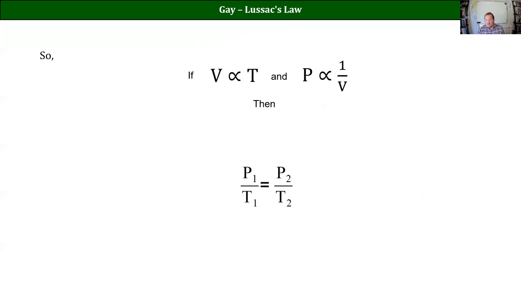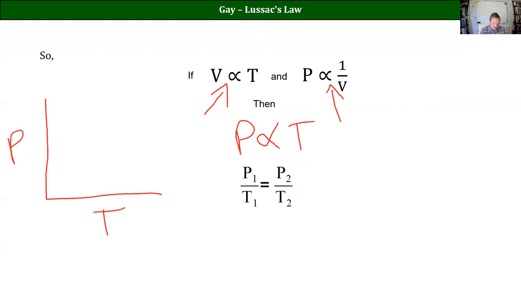We can do the substitution, basically, where we can say, okay, well, this is Charles' law, this was Boyle's law. If we can say that volume is proportional to temperature and 1/volume is proportional to pressure, we can then say pressure is proportional to temperature as well. If we're in absolute temperature units, if we're in Kelvin, then we can write the same plot. We can plot pressure versus temperature. And it'll start at 0, 0, and it'll be a directly linear relationship.